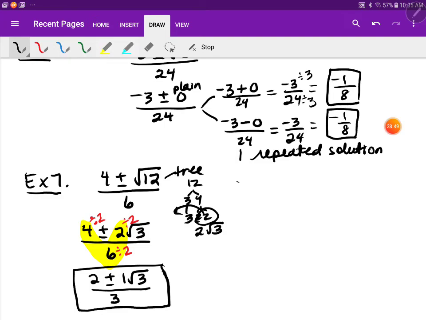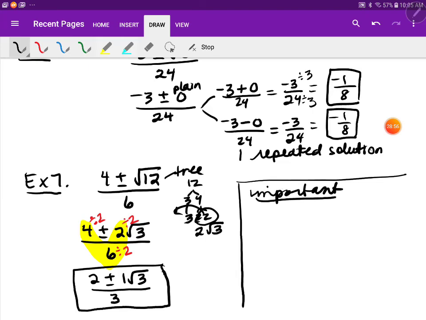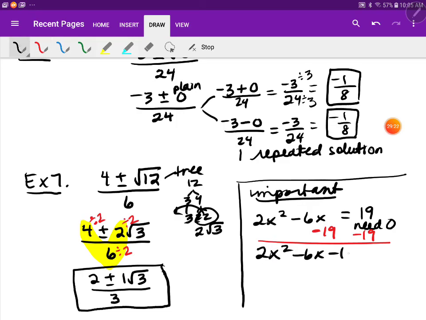Okay, just one thing I want to mention that's going to be important in our future video is if you have 2x squared minus 6x equals, say, 19, you need a 0 here. So I don't have a 0 there. So you have to think, how am I going to move that 19 to the other side? And how you're going to move it to the other side would be subtract 19. Okay, so then you have 2x squared minus 6x minus 19 equals 0. And now you can use the quadratic formula. So this is not C in the ABC. This is C. And you'll notice it's different because negative 19 is different.